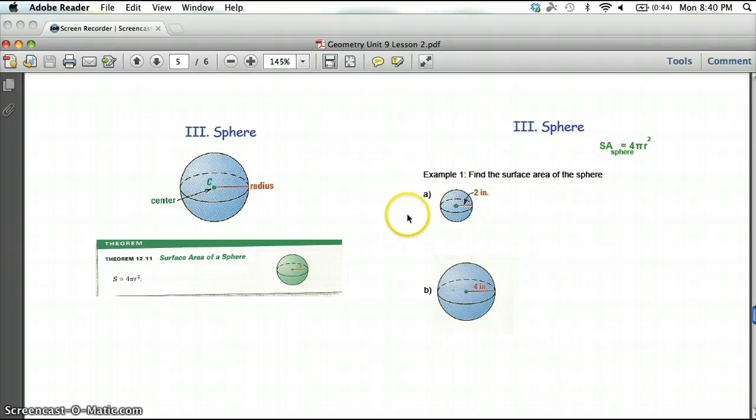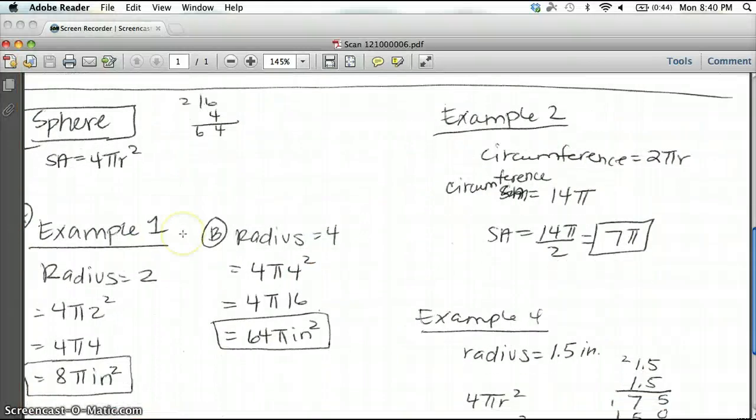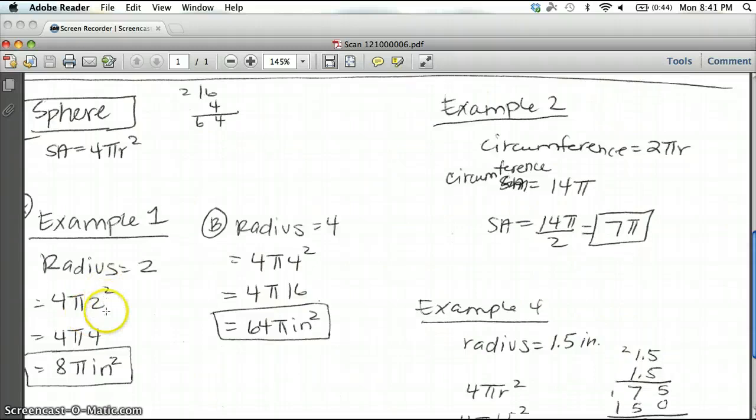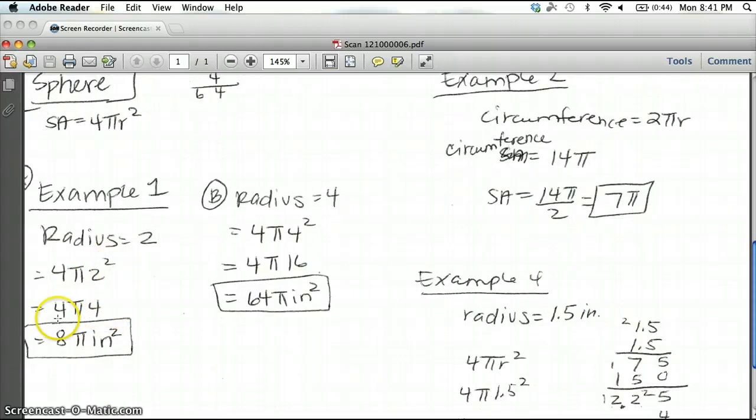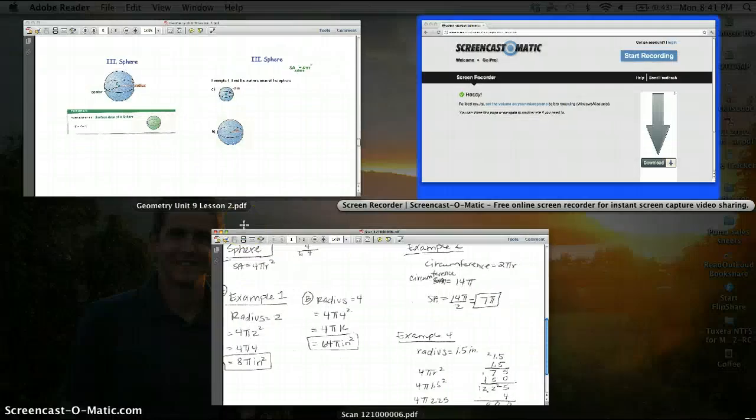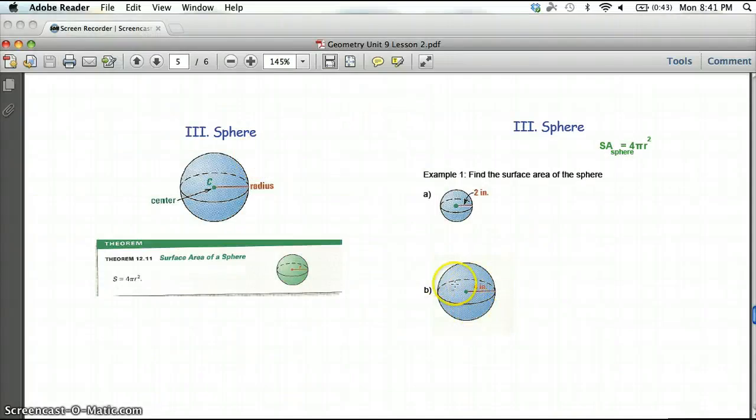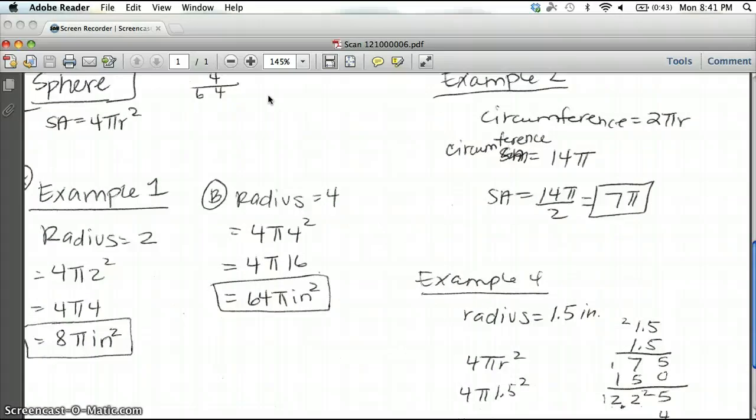So let's look at example 1. It says find the surface area of the sphere. It gives us our radius, which is 2, and that's actually all we need to know in a sphere. So my radius is 2, so 4 pi times 2 squared, so 2 squared is 4, 4 times 4 is 16, so 16 pi inches squared. And then B, it gives us that our radius is 4, so I've got 4 squared, which is 16, so 4 pi times 16, 16 times 4 is 64, which gives us 64 pi inches squared.